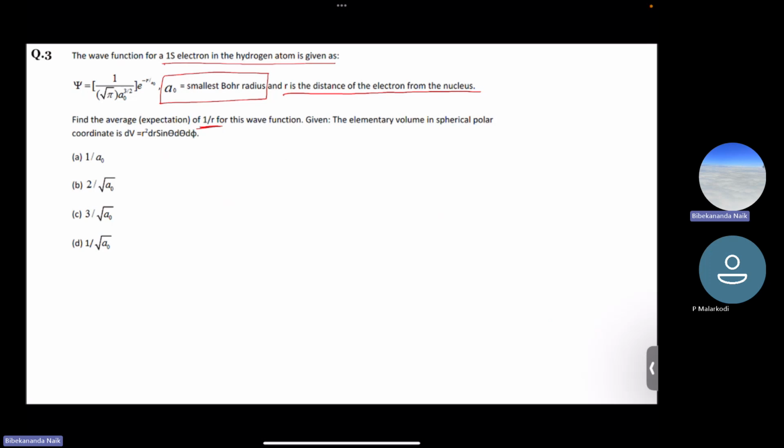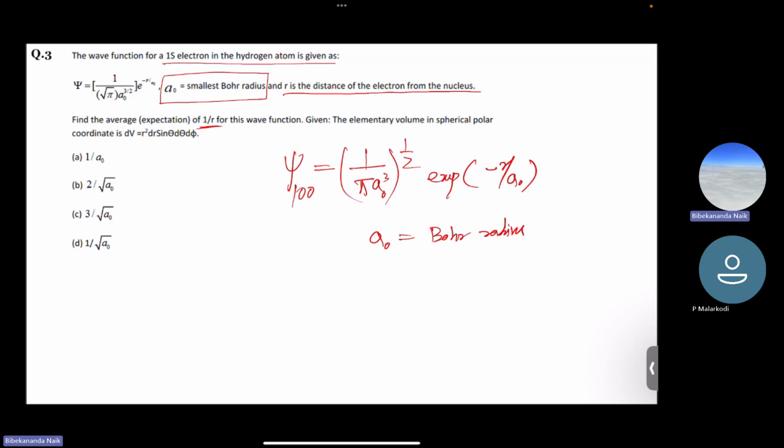So the ground state wave function is given to us. Ground state n equal to 1, l equal to 0, and m equal to 0. So it is (1 by pi a0 cubed) to the power half, exponential minus r by a0, where a0 is the Bohr radius. So what will be the expectation value of 1 by r, that we need to find out. I'll give you a few minutes to think about this question and solve it, and then we will discuss.